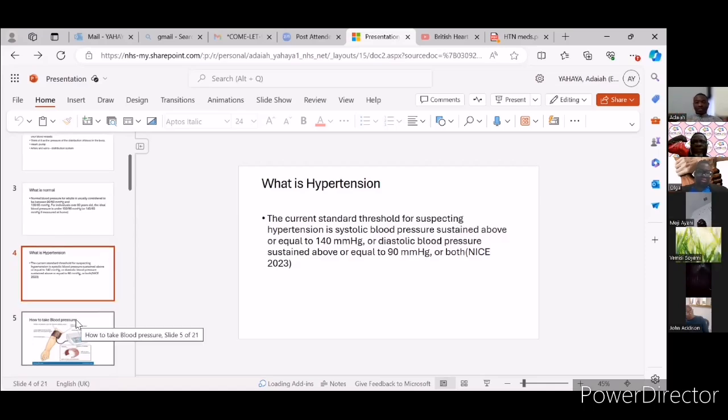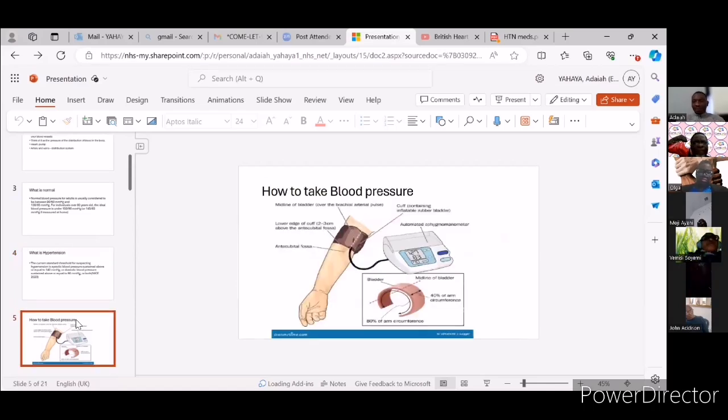Again, someone might ask, we're talking about hypertension and blood pressure: how do I take my blood pressure? Or how is blood pressure taken? Now, again, I'll try and keep it as simple as possible. There are so many machines out there that we can use to take blood pressure.